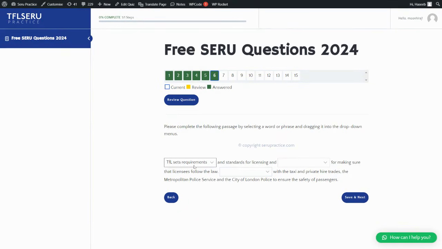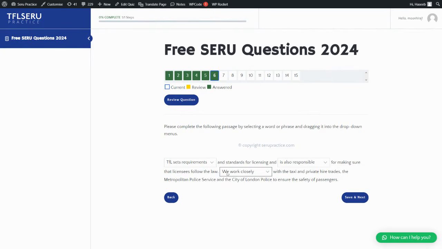TfL sets requirements and standards for licensing and is also responsible. We just discussed that TfL is a singular subject, therefore it is "is also responsible," not "are also responsible," because we are talking about one singular subject. For making sure that licensees follow the law, we work closely.